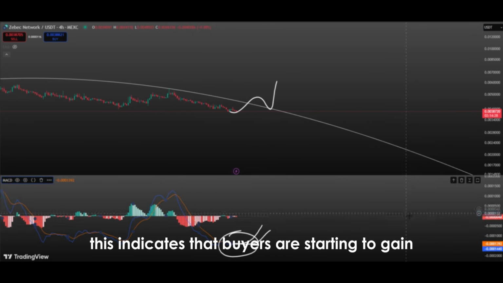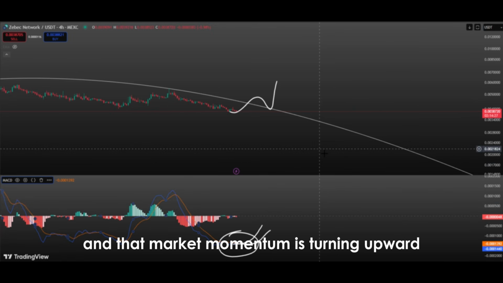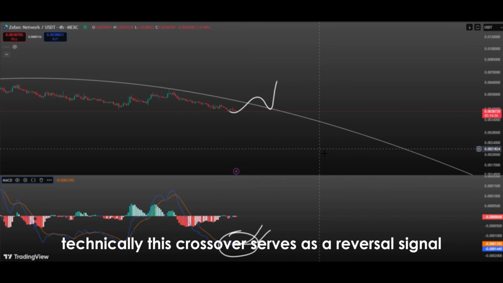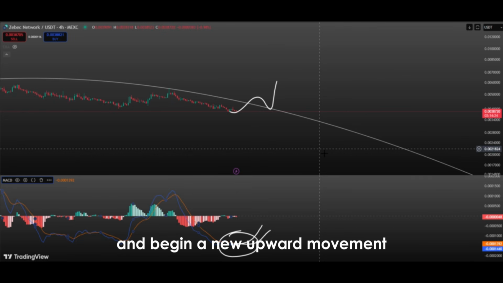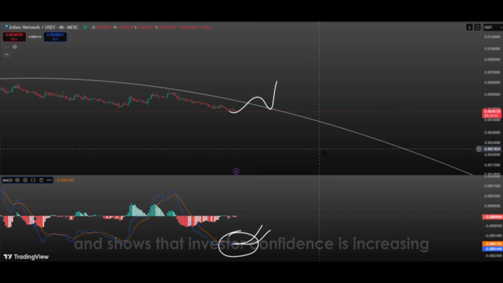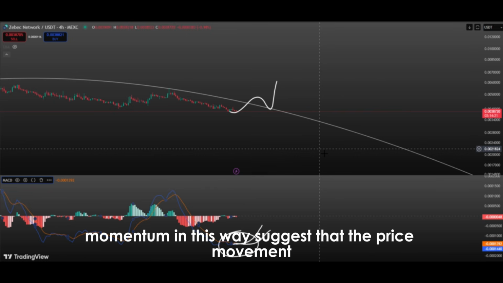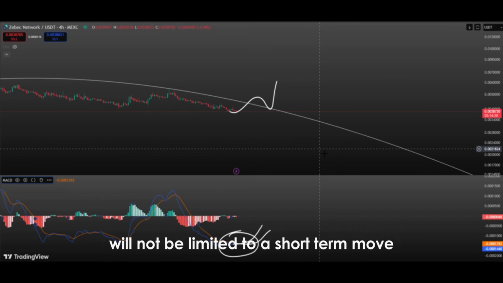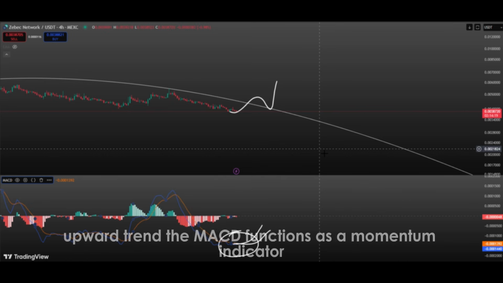This indicates that buyers are starting to gain control over selling pressure and that market momentum is turning upward. Technically, this crossover serves as a reversal signal because the price can break away from the downtrend and begin a new upward movement. The MACD lines crossing upward also reflects a psychological shift in the market toward buyers and shows that investor confidence is increasing. Strengthening momentum in this way suggests that the price movement will not be limited to a short-term move, but may also signal the beginning of a broader upward trend.